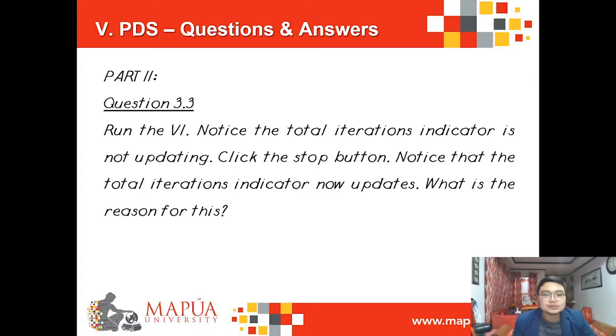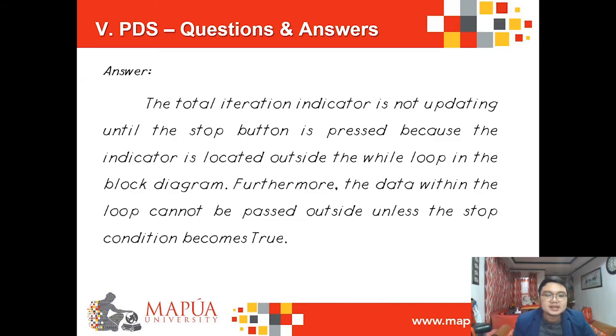As for part 2, question 3.3: run the VI, notice the total iterations indicator is not updating. Click the stop button, notice that the total iterations indicator now updates. What is the reason for this? My answer is that the total iteration indicator is not updating until the stop button is pressed because the indicator is located outside the while loop in the block diagram. Furthermore, the data within the loop cannot be passed outside unless the stop condition becomes true.